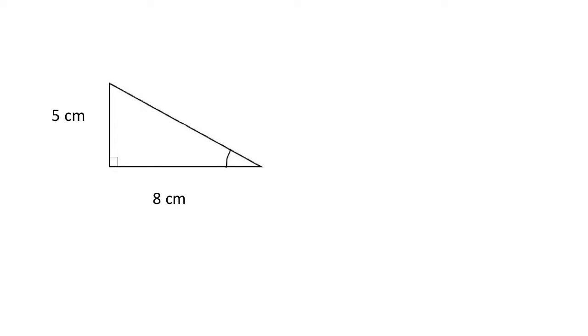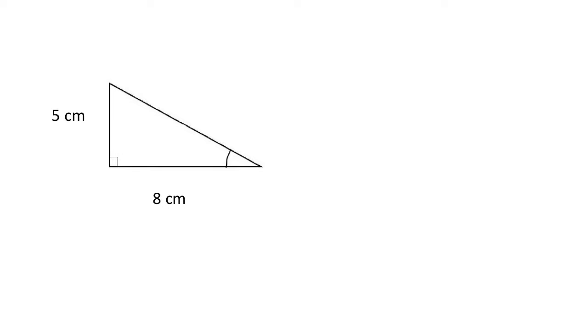And they've given us two measurements. They tell us that this side here on the far left is 5 centimeters, and the bottom or the base of my triangle is 8 centimeters. What we don't know is the length of this side here. So we can use the Pythagorean theorem to calculate the length of this unknown side.